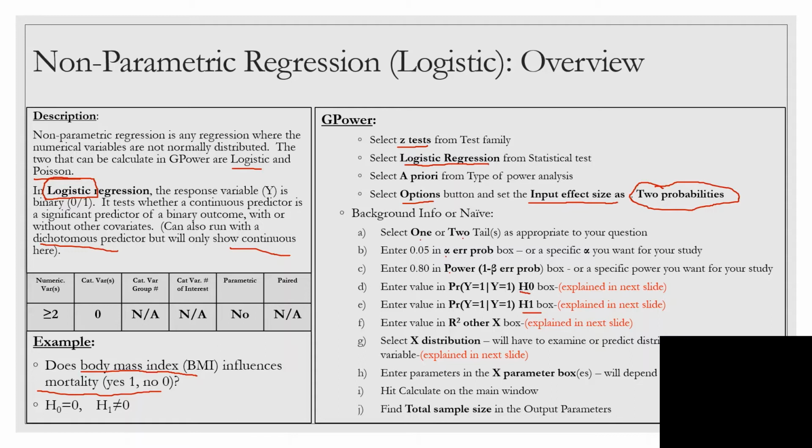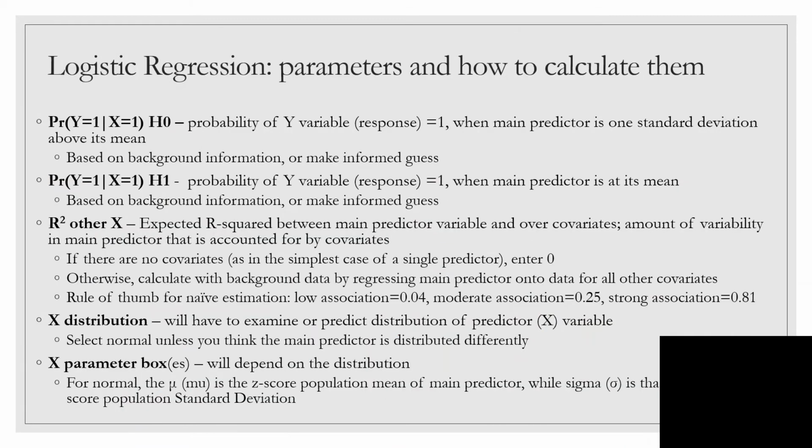We'll talk about that in the next slide, as well as the R squared other X box, as well as a distribution. So you have to look at your distribution of the predictor variable to do this. And then also the number of parameters, which will depend on the X distribution. So once all this is done, you're going to be able to calculate effect size and then total sample size. So let's look at those parameters we need to enter in the logistic regression and how we actually get them.